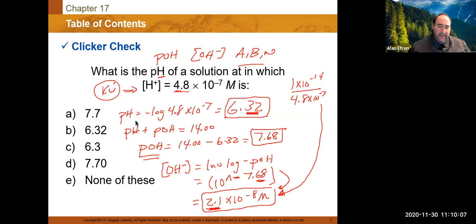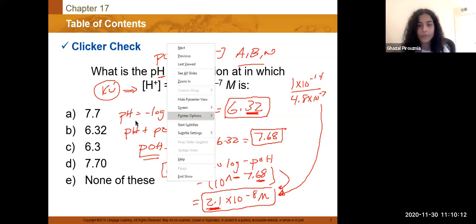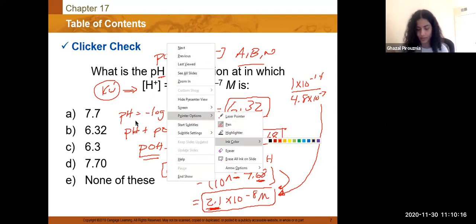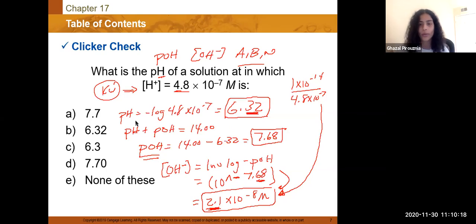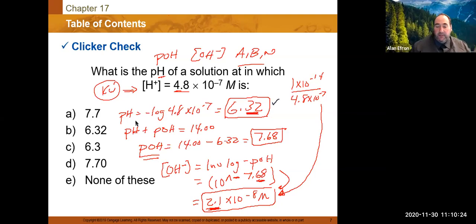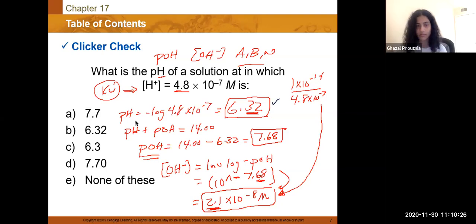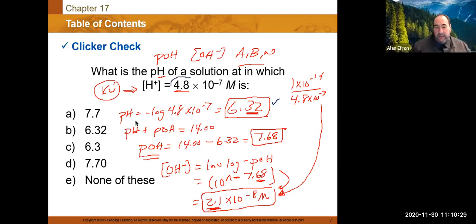First off, any questions on any of the numbers that we got there? Yeah, wouldn't it be 1 decimal point? Because we're starting the log with 4.8, so why would it be 2 decimal points? Are you talking about this number right here, the pH? Yeah. So our original concentration is in scientific notation. So this has 2 significant figures.